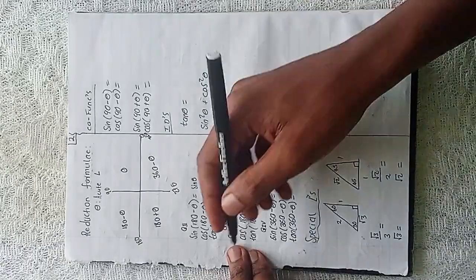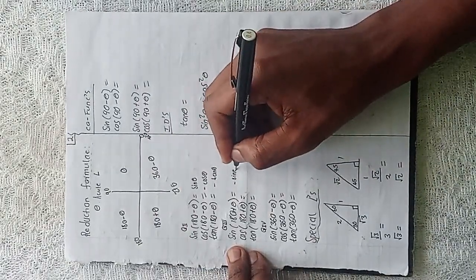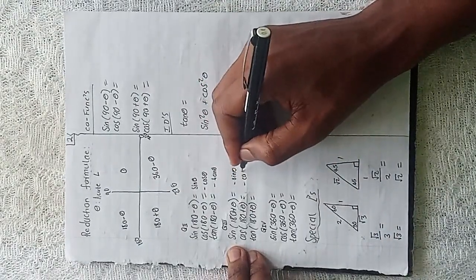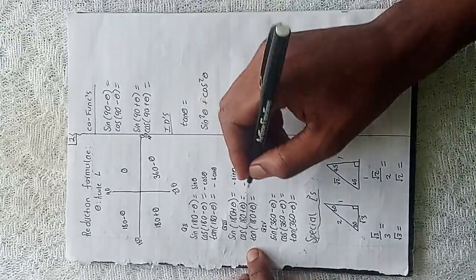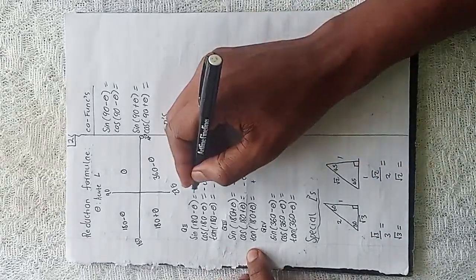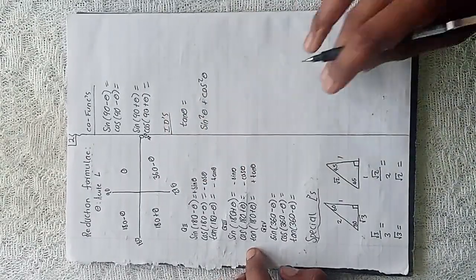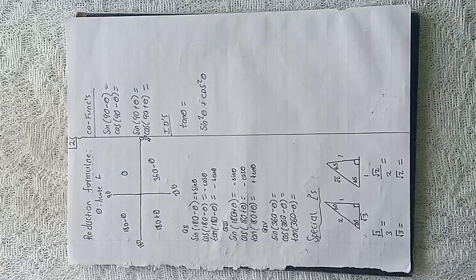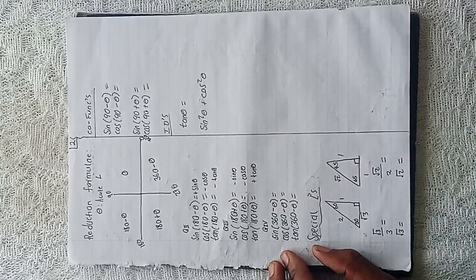What about quadrant 3? In quadrant 3, I know that sine will be negative, cos will be negative, and tan will be positive. Tan will be positive. I'm using my reduction formulae. All right, so let's look at quadrant 4.